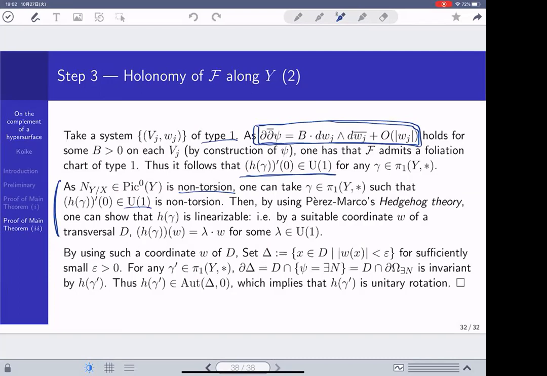In this case, we can use Pérez-Marco's hedgehog theory. This is the theory on the complex dynamics around a Cremer type fixed point. It is a theory on one-dimensional complex dynamics. According to his hedgehog theory, we can show that H gamma is linearizable. It means that by choosing a suitable coordinate W, H gamma is just a rotation. Now the things are simple. Use such a coordinate W and consider delta, which is just a disk.